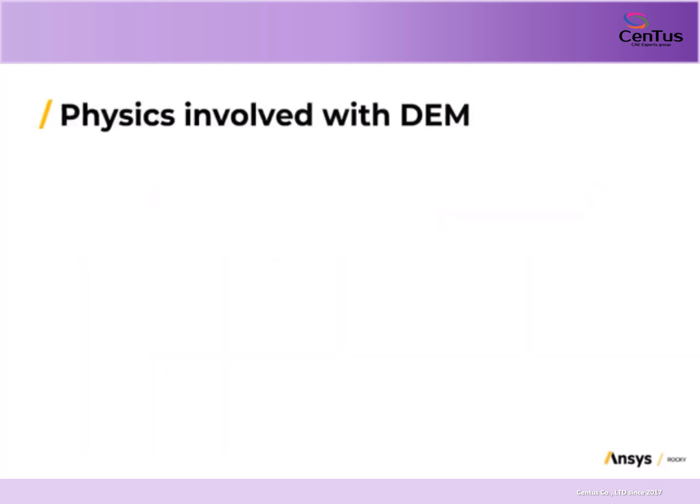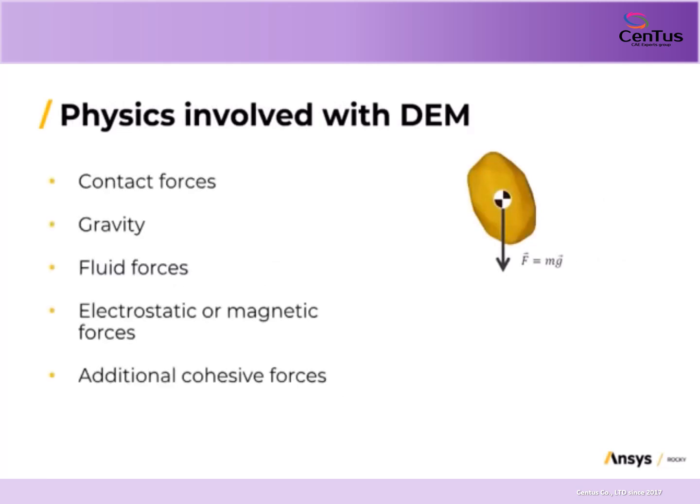When it comes to physics, DEM considers several forces that affect the behavior of the system, including contact forces, gravity, fluid forces, such as drag and buoyancy, electrostatic or magnetic forces, and additional cohesive forces, such as liquid bridging between particles.